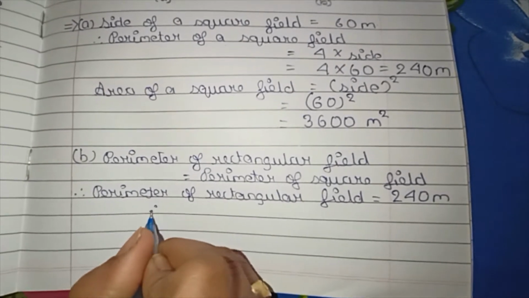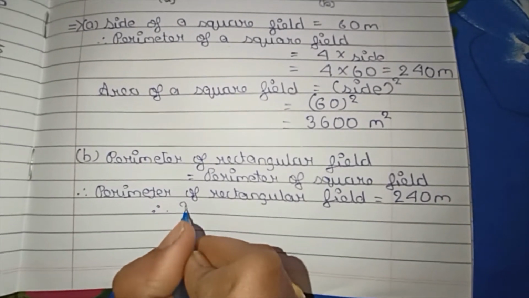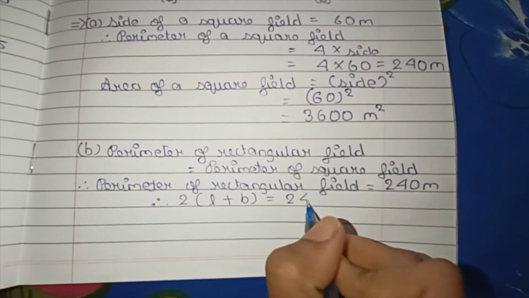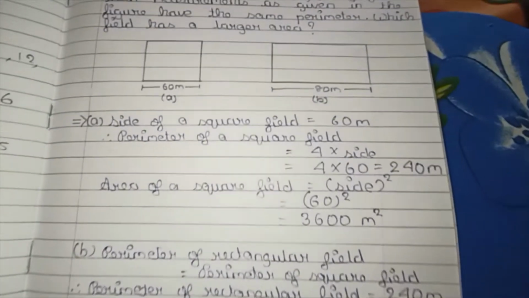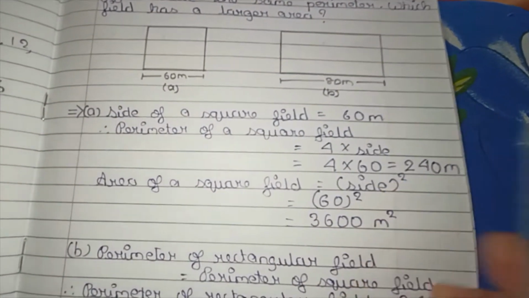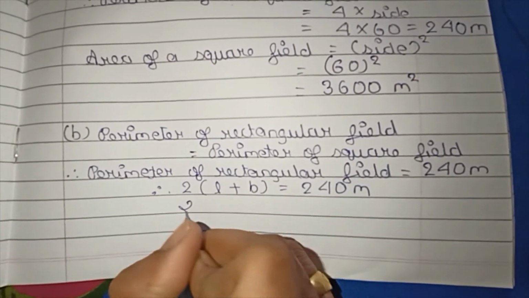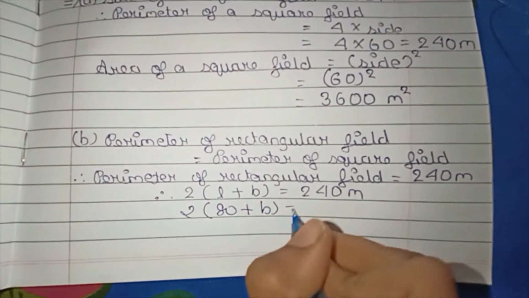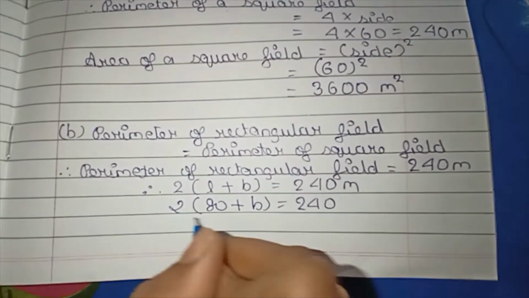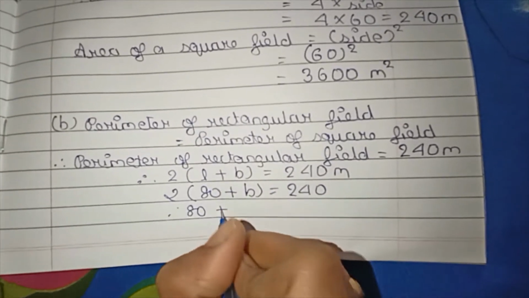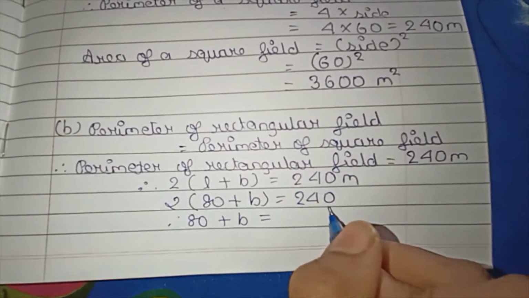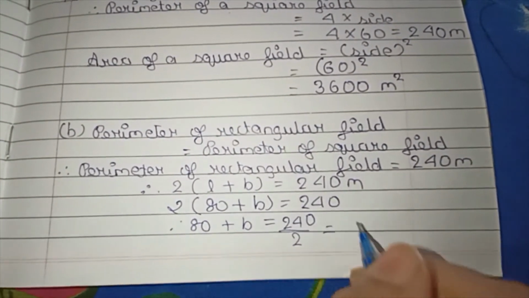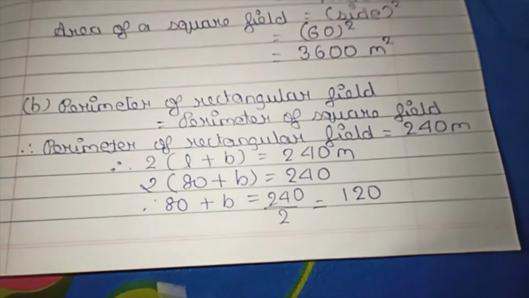So what is the formula of perimeter of a rectangular field? That is 2 times length plus breadth, equal to 240 meter. The length of the rectangular field is given to us as 80 meter. So 2 times (80 plus B, which we have to find out) is equal to 240. Therefore 80 plus breadth will be equal to 240 divided by 2, that is 120.